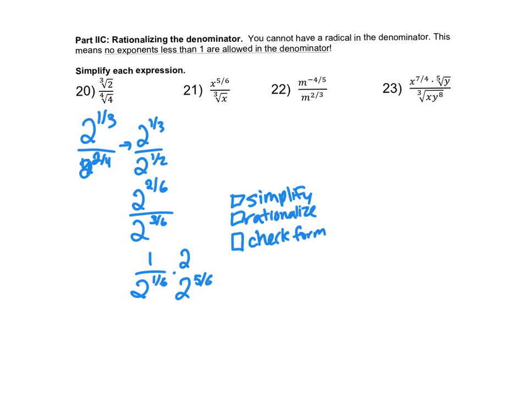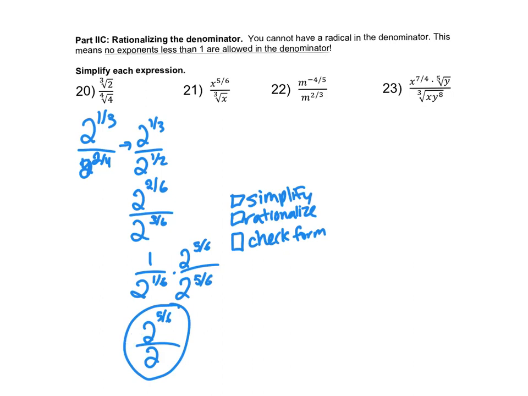So I have 2 to the 5/6 over 2 to the 5/6, and my answer then is 2 to the 5/6 over 2 to the 6/6, which is just 2. This is your final answer. In this particular case, you could have rationalized the denominator first and then simplified, but in a lot of cases, you'll end up doing extra steps because you will end up having to simplify whatever is in your denominator.